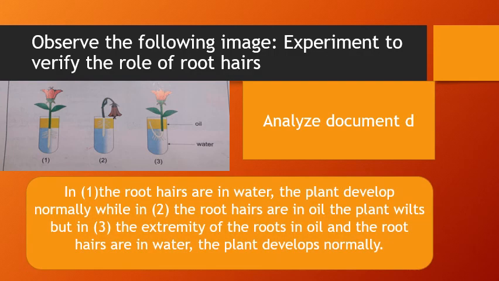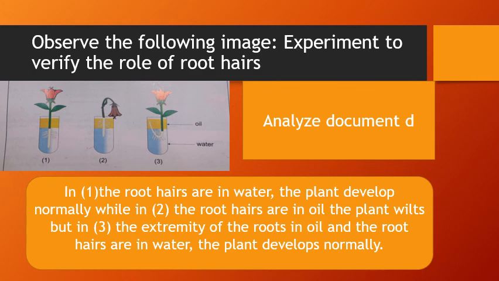Excellent. So we say that in one, the root hairs are in water. We say what we are seeing. The plant developed normally, while in two, the root hairs are in oil. The plant wilts. So we are saying what we observe. But in three, the extremity of the roots is in oil, do you see it? And the root hairs are in water. The plant develops normally.